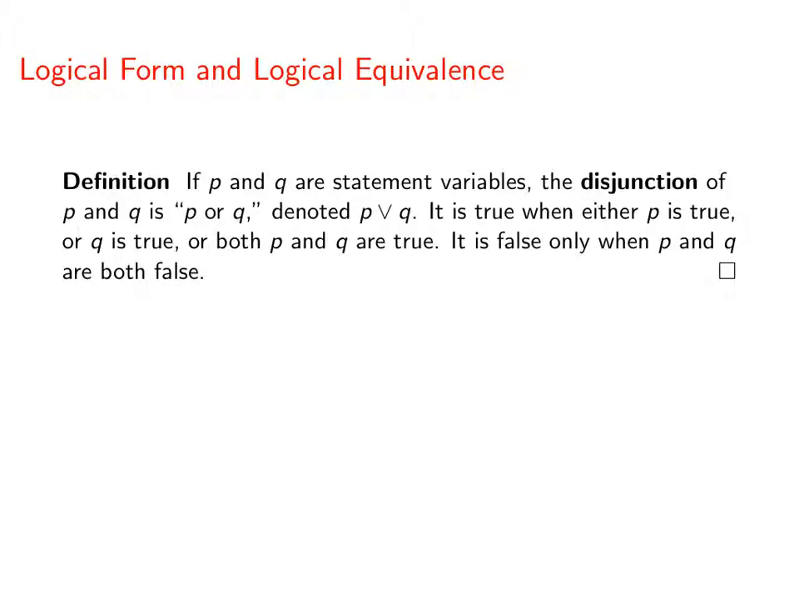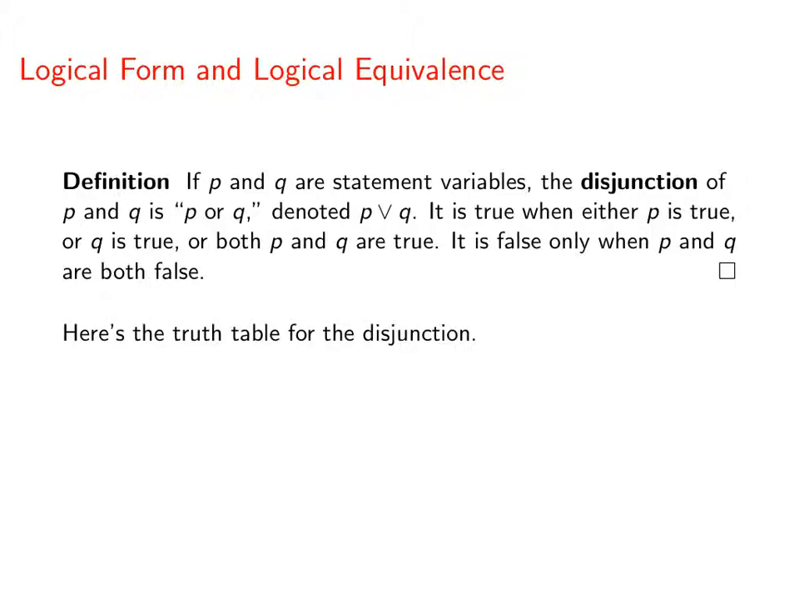All right, now let's make a definition about the disjunction. So the disjunction of P and Q, this is P or Q, and remember that we used this V symbol. It's true whenever P is true or Q is true, or even when both P and Q are both true. The only time it's false is when P and Q are both false.